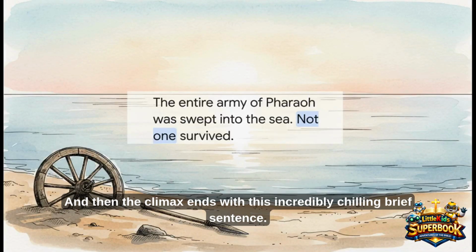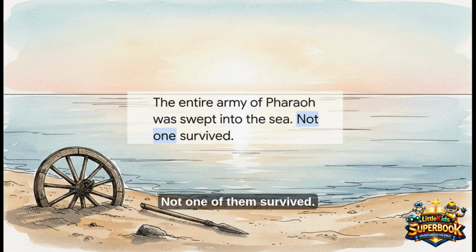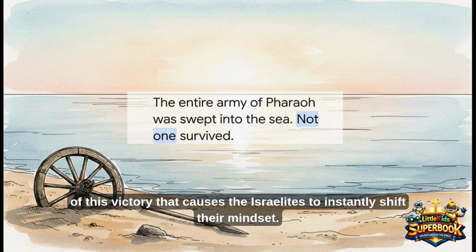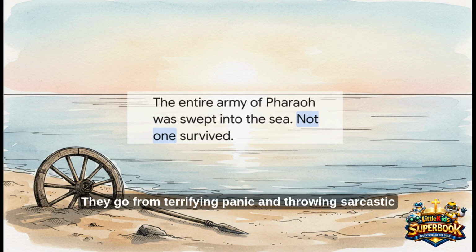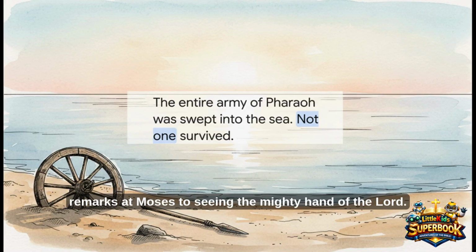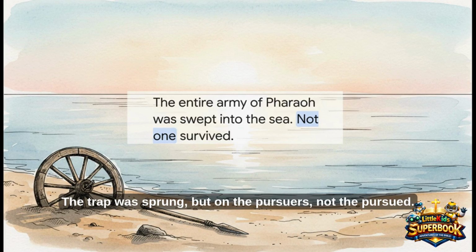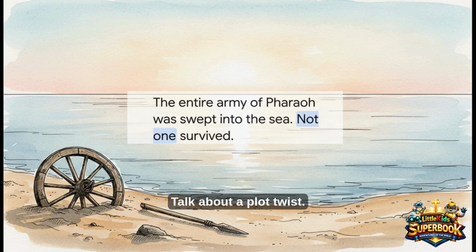And then the climax ends with this incredibly chilling, brief sentence: "Not one of them survived." Pharaoh's entire army is swept into the sea. And it's the absolute finality of this victory that causes the Israelites to instantly shift their mindset. They go from terrifying panic and throwing sarcastic remarks at Moses to seeing the mighty hand of the Lord. Suddenly, they shift to fearing the Lord and completely trusting in Moses. The trap was sprung, but on the pursuers, not the pursued. Talk about a plot twist.